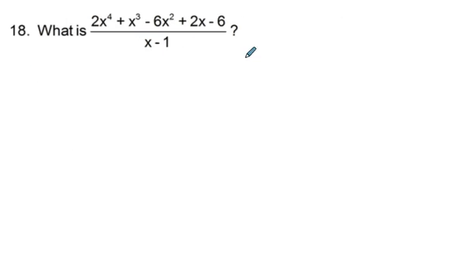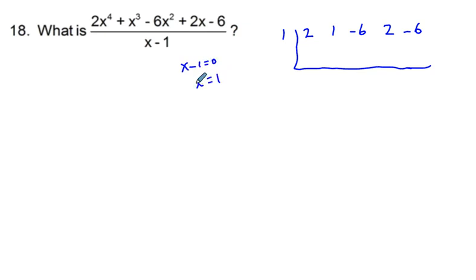The last one, what is 2x to the fourth power plus x cubed minus 6x squared plus 2x minus 6? Not a multiple choice answer situation. So we're going to break this down using synthetic division. We have 2x to the fourth power plus 1x cubed minus 6x squared plus 2x minus 6. And then our zero is going to be 1 because x minus 1 is equal to 0, so x is equal to 1. So 1 is the value we put on the outside. Bring down the 2.